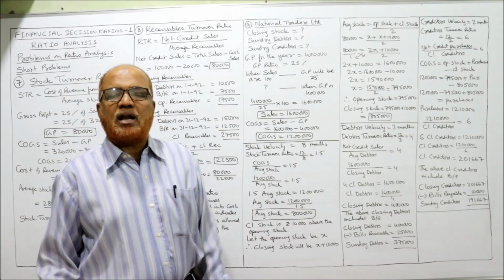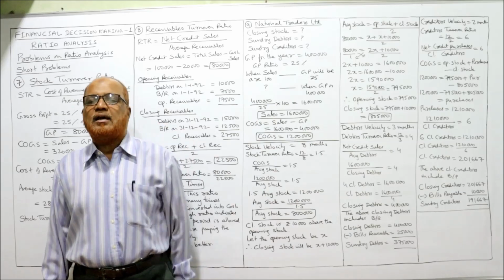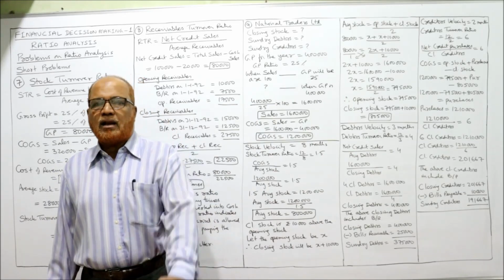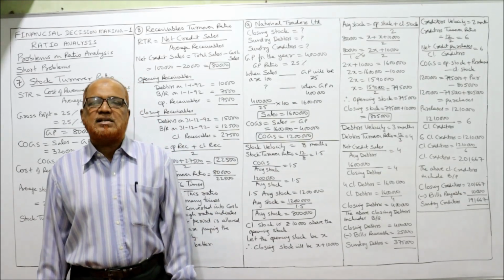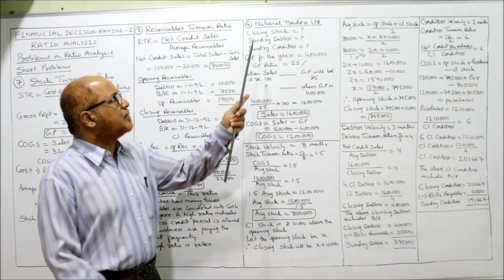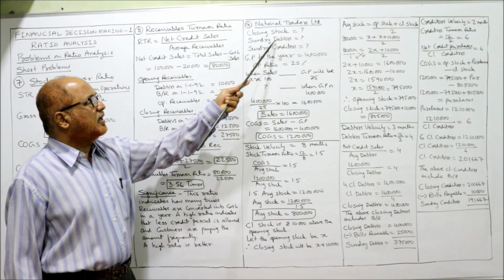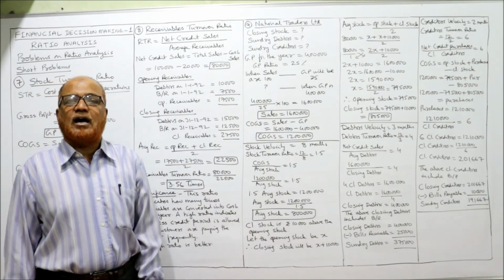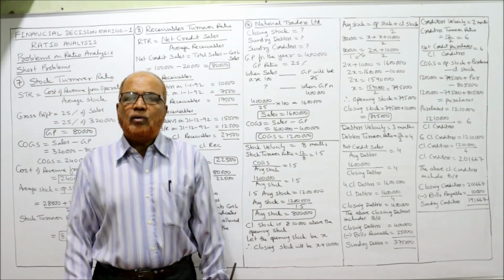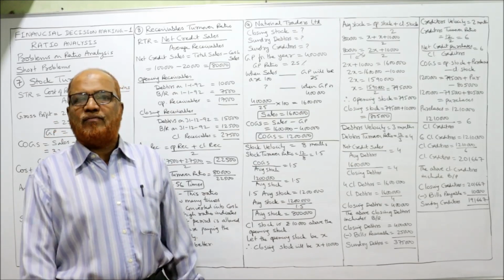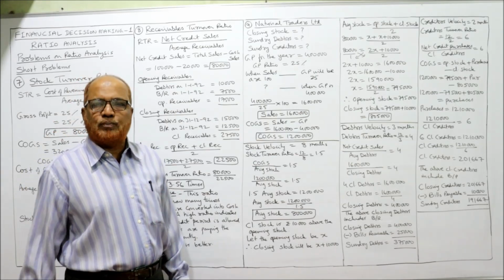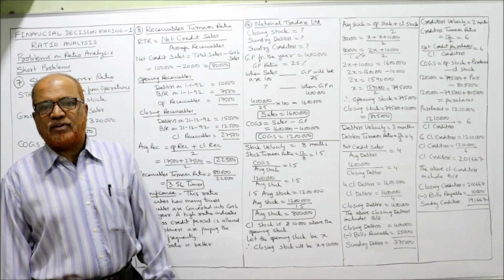Three questions are asked. You have to calculate the closing stock, the sundry debtors and the sundry creditors. For National Traders Limited, we want closing stock, sundry debtors, sundry creditors. Now, we have to extract the information from the problem and calculate these. We begin with gross profit.